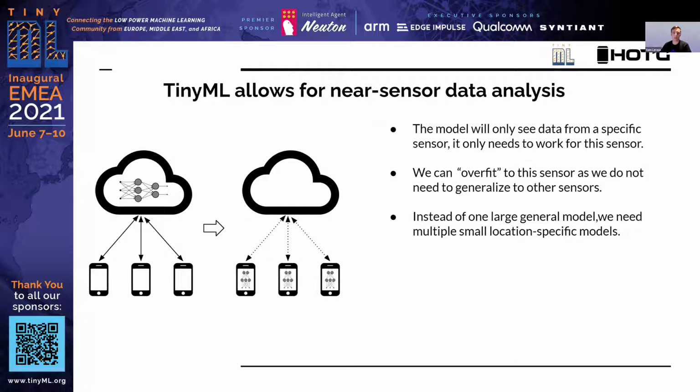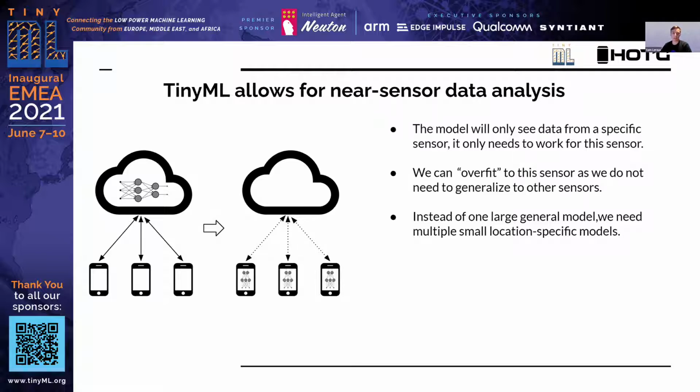If you think about it, the model instance is always seeing data from a specific sensor instance. So it's fine if our model is overfitted a little bit to a single sensor instance. A single model instance only needs to work well for the data that is coming from a certain sensor or a certain location. It does not need to generalize to all possible locations.